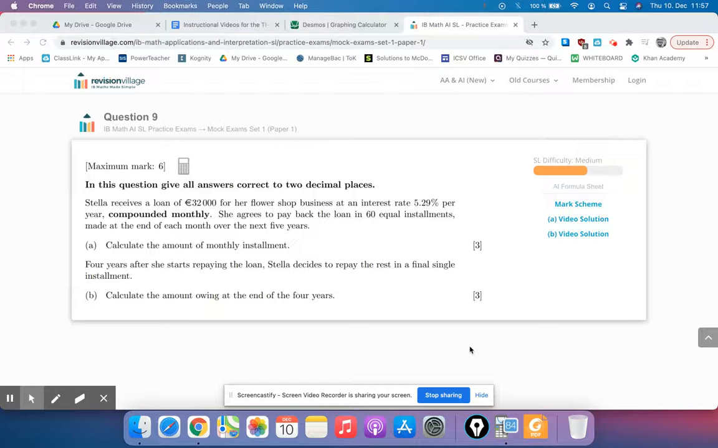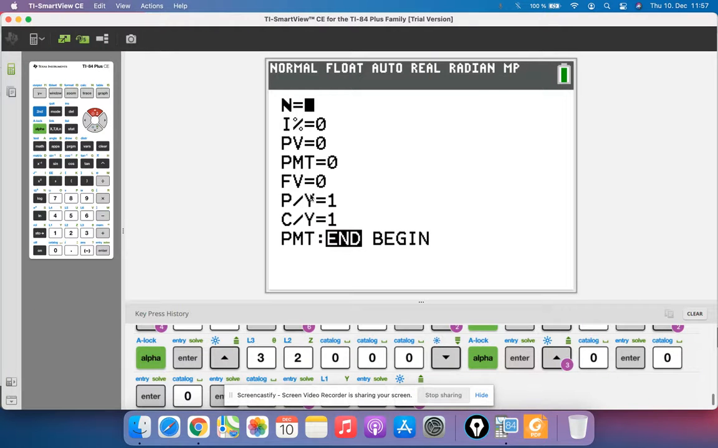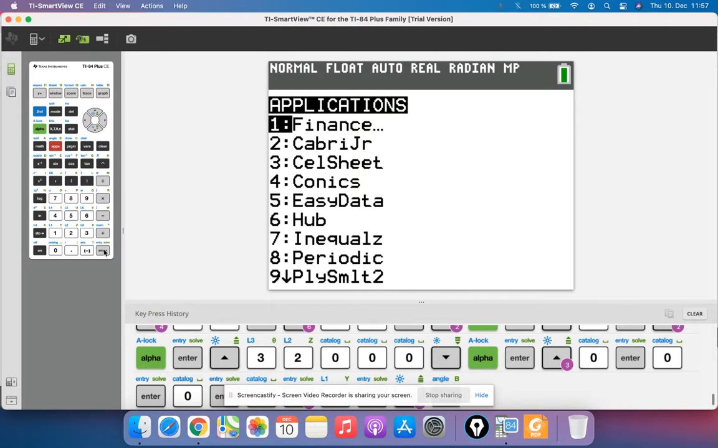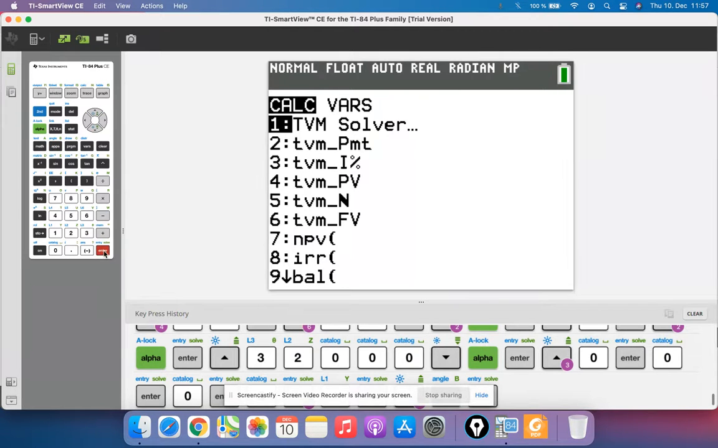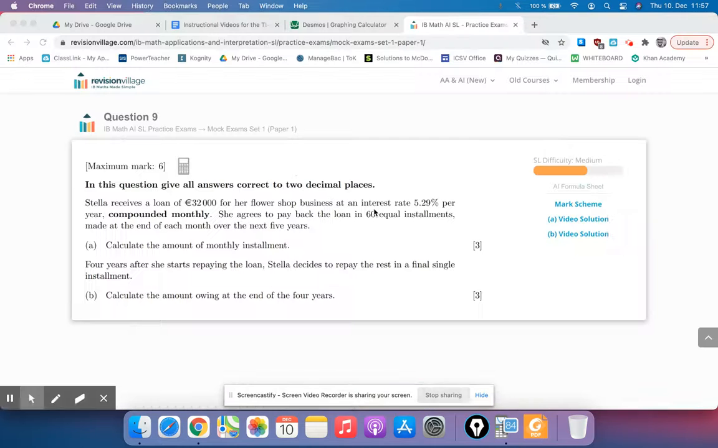Here's a problem where we have to use the finance app and calculate a monthly payment. So we're going to have to use the payment feature. I've pulled up my finance app by clicking on apps, and then the first one, finance, and then TVM solver. So everything's cleared out.